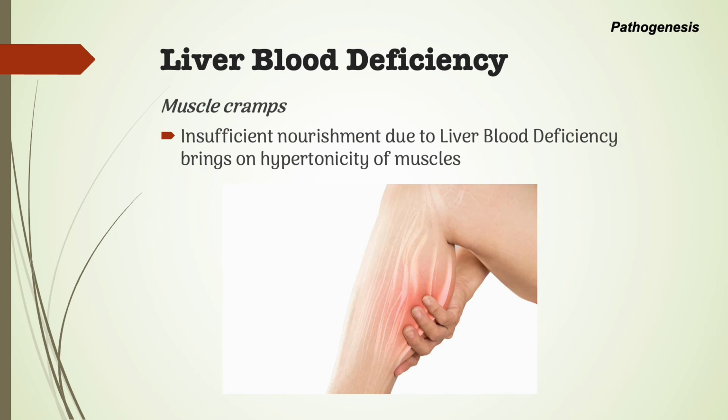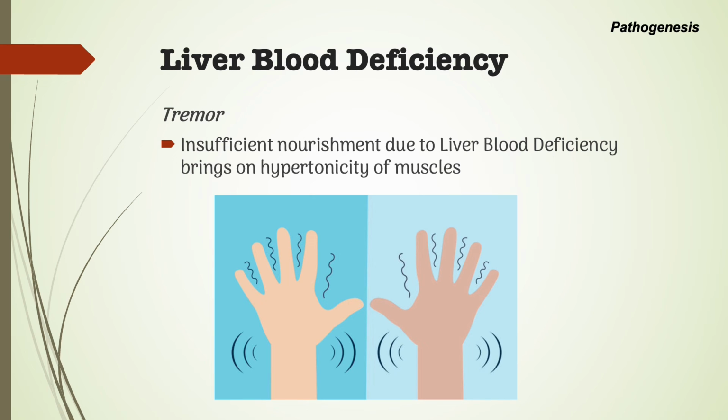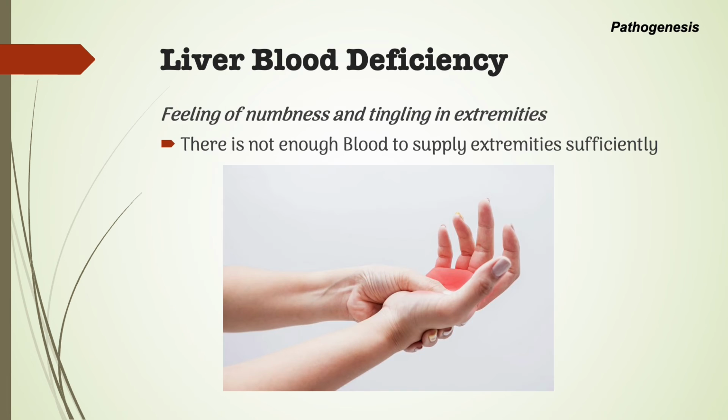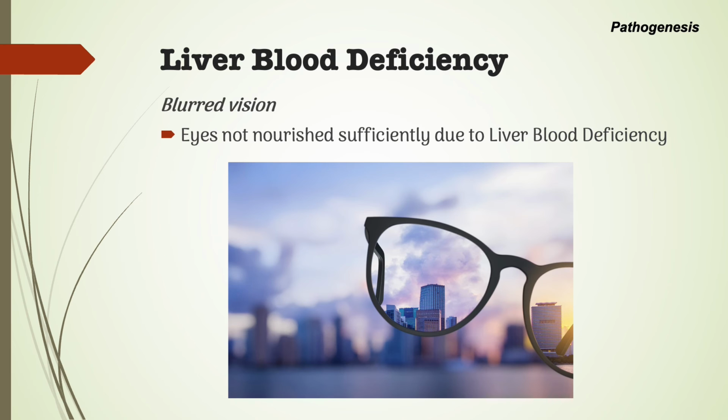Muscle cramps and tremor: insufficient nourishment due to liver blood deficiency brings on hypertonicity of muscles. Muscle weakness means there is not enough blood to supply the musculature. Feeling of numbness and tingling in the extremities means there is not enough blood to supply extremities sufficiently.